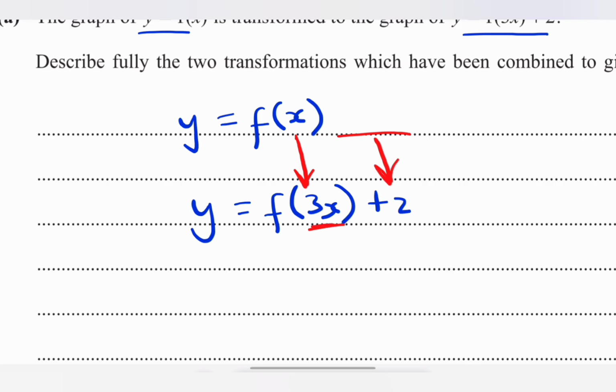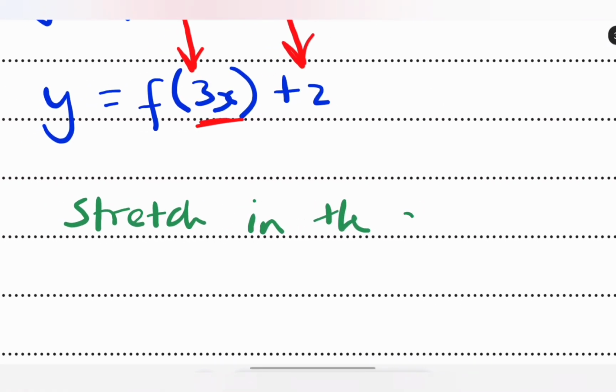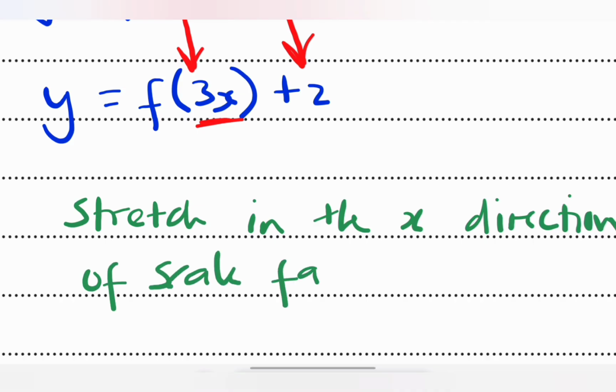But now starting with this one, the one that's closest to the x, it is a stretch in the x direction, because the number is multiplying x. But the scale factor is this inverted, so it's 1/3. So for the stretch in the x direction, the scale factor is always the coefficient of x inverted. So in this case, the scale factor will be 1/3.